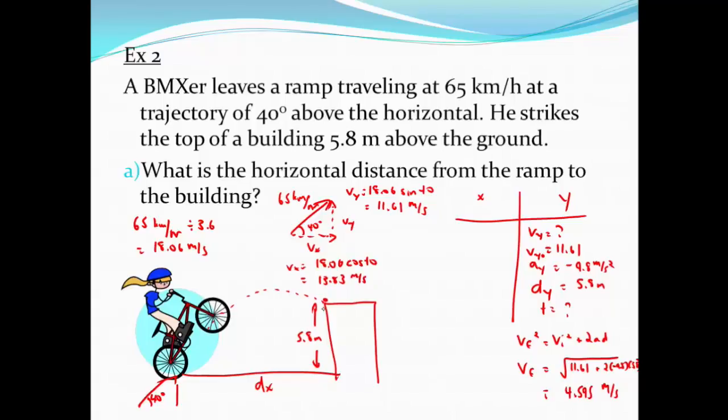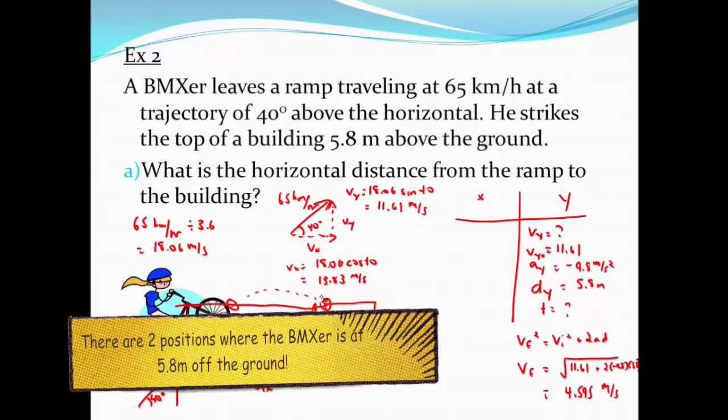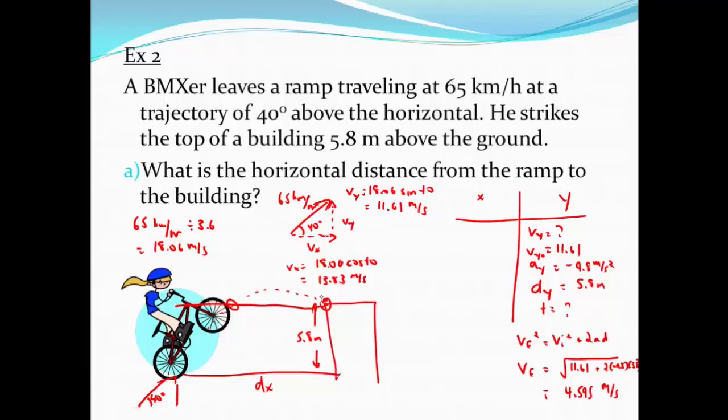Now there's a problem with our solution. If you take a look at our picture and we draw a horizontal line straight across, there are 2 points on this quadratic where the height above the ground is 5.8 meters. So the question is, how do we account for that? Well, we took the square root over here with Vf, and when you take the square root in mathematics, you have to deal with the plus or minus. Negative 3 squared is 9, and so is positive 3 squared, which means that we actually end up with two values for our final velocity: plus or minus 4.595 meters per second.